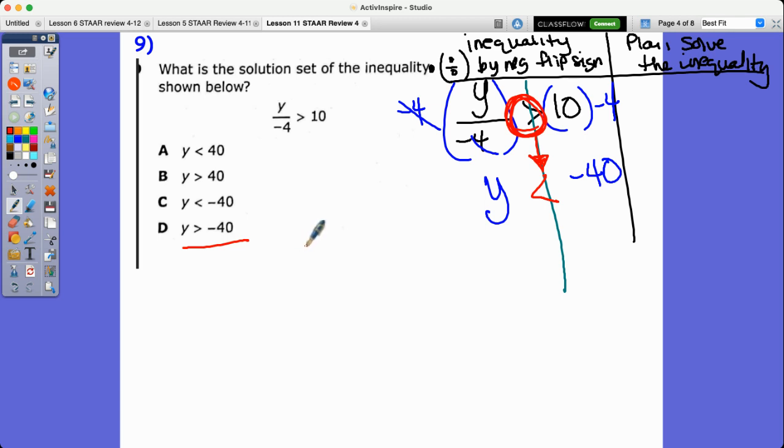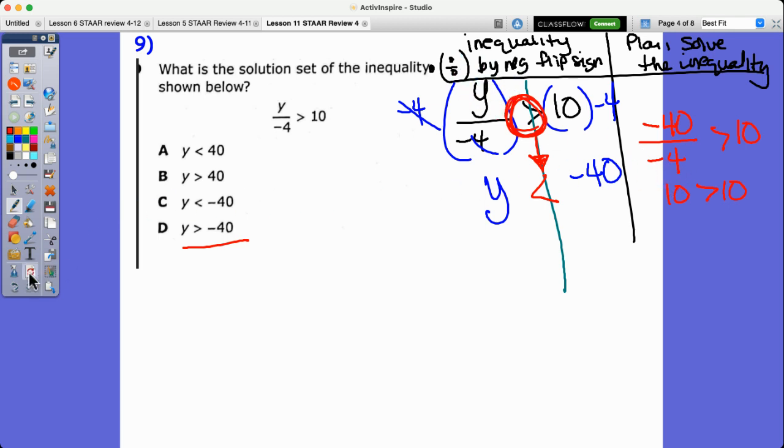You actually can check this solution. So we're going to put my answer over here. y divided by -4 is greater than 10. Is -40 divided by -4, 10, greater than 10? No, it's not. And so when we do this, our answer has to be y is less than -40.